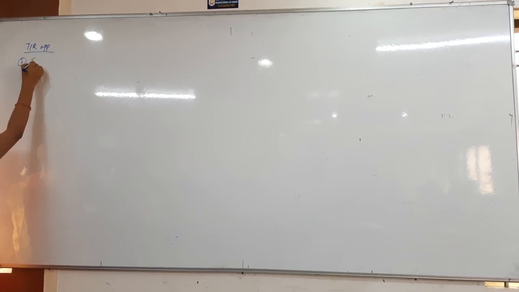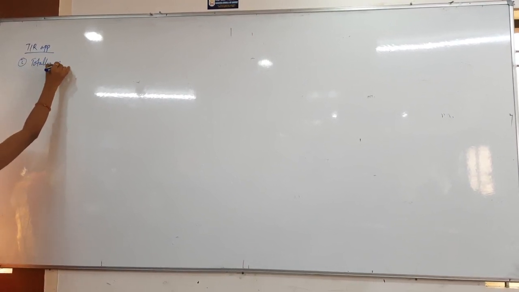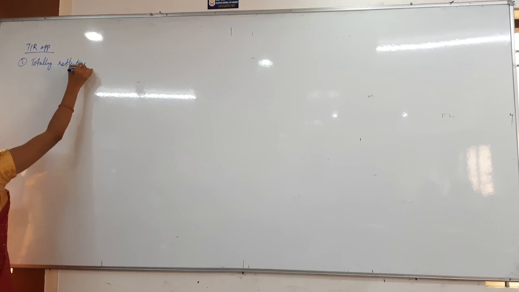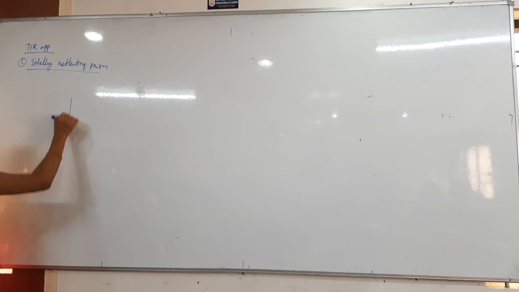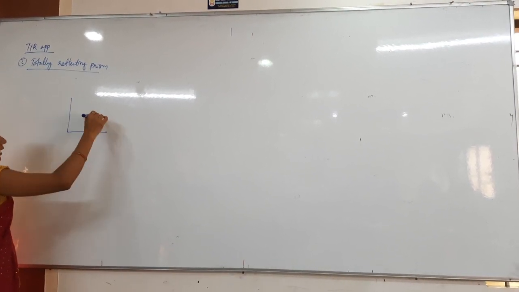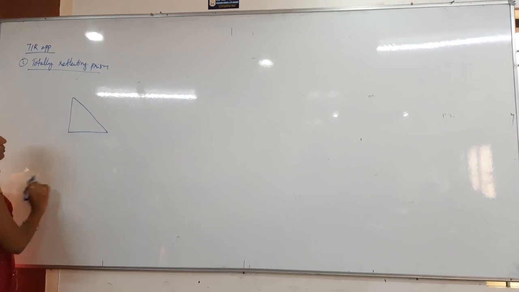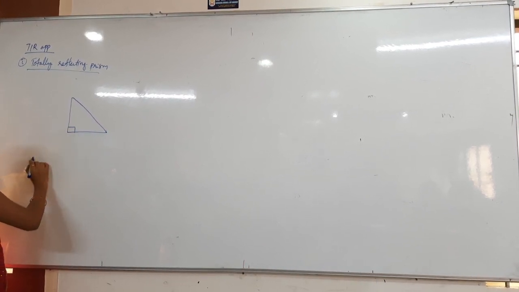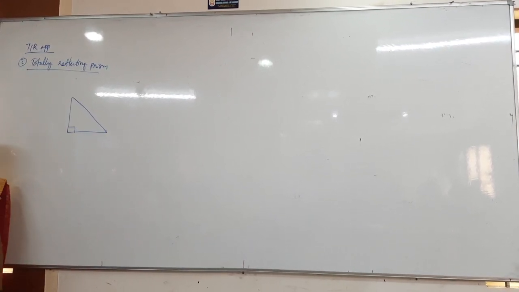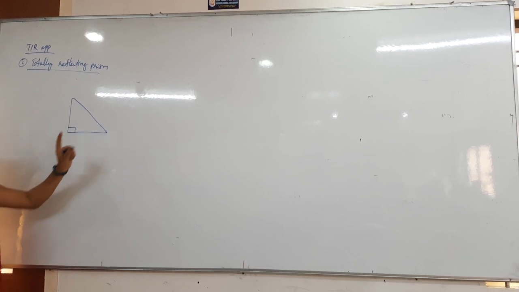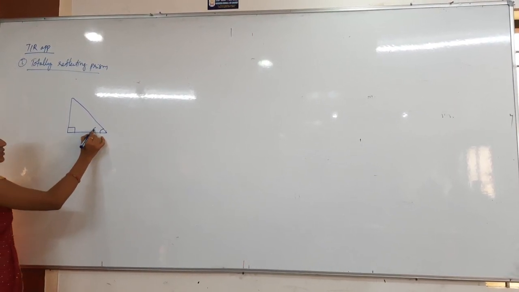Totally reflecting prism. For that we have to consider a right angled isosceles prism. Here the angle is 90. In an isosceles triangle, what are the different angles? That is the equilateral triangle, no? 60, 60, 60. Here 90 is already gone, so how much is remaining? 45 and 45. Right angled isosceles triangle.